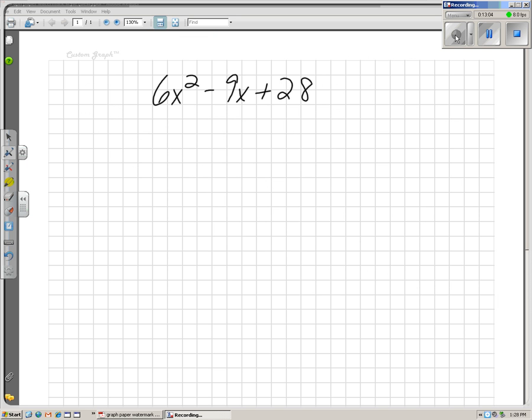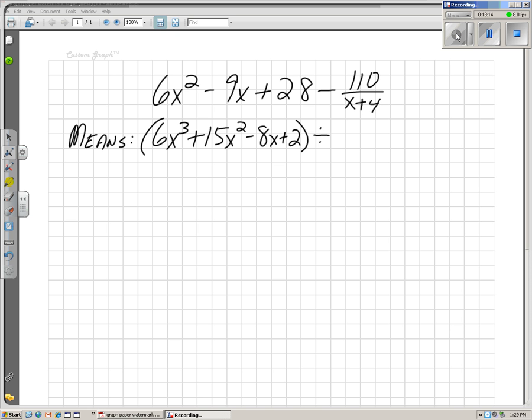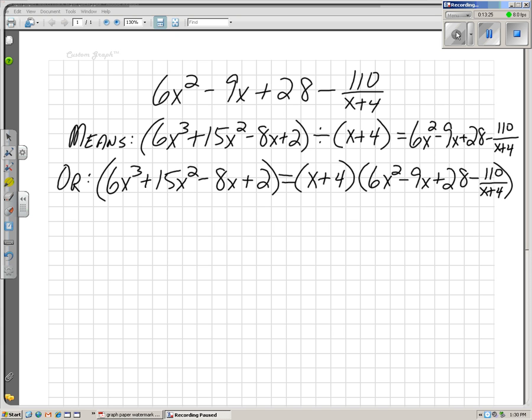Let's clean it up a little bit. Now for our remainder, I had plus a negative 110. I'm just going to write minus 110 over x plus 4. It's simpler. What does this mean? It means our original function, 6x cubed plus 15x squared minus 8x plus 2, divided by x plus 4 equals 6x squared minus 9x plus 28 minus that remainder. It could also mean that our original function equals what we divided it by times that answer.